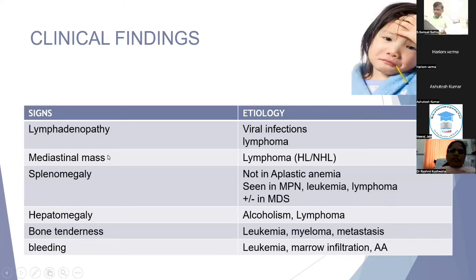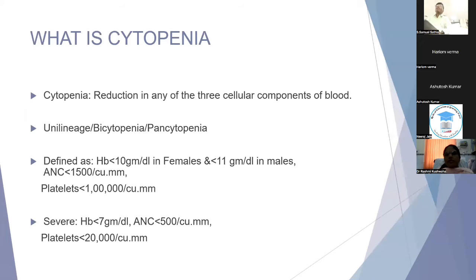We have to examine the patient for the presence of any organomegaly, any significant lymphadenopathy, any mass, whether in the mediastinum, intra-abdominal or retroperitoneal, presence of bone tenderness or bleeding. So initially, I'll be discussing all the cases which can present with cytopenias. So what is a cytopenia? Cytopenia is reduction in any of the three cellular components of the blood. Either this cytopenia can be unilineage when it involves one lineage, or can be bilineage, or it can involve all the three lineages.